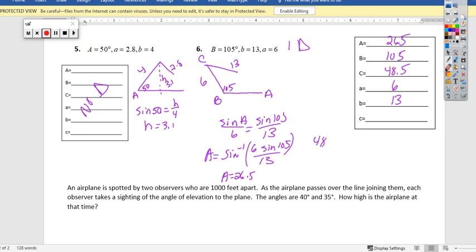Oops, we need the sine. Let's try that again. So the sine of 48.5 over C is going to be the sine of 105 over 13. When you put all that into the calculator, you get C to be about 10.1. And that's how we work the ambiguous case.